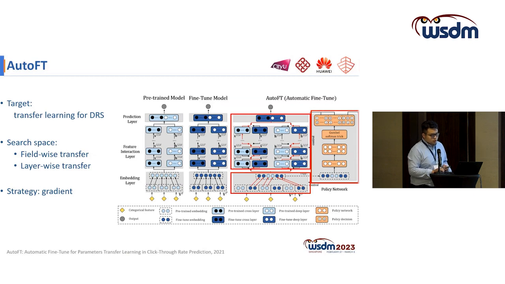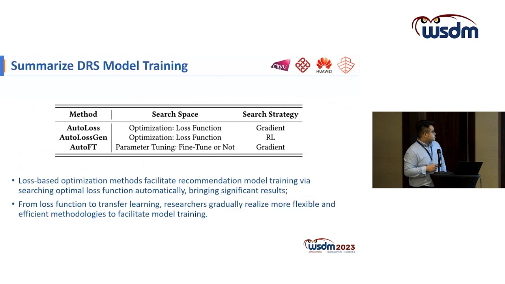And during the search, the selection of pre-trained or fine-tuned is controlled by a gate. This gate is controlled by Gumbel Softmax, so that this framework is an end-to-end model, and we just optimize it by gradient descent. Now we summarize the automated model training for deep recommender systems. We could see that these two loss-based optimization methods could facilitate the convergence of recommendation models and help improve the model performance. Also, from loss functions to parameter tuning, researchers are gradually realizing more flexible and efficient methodologies and search spaces for the model training process.